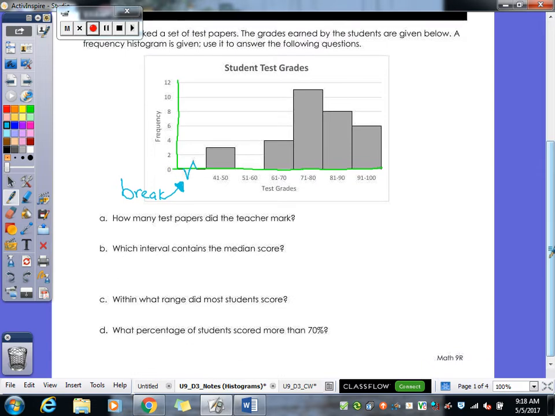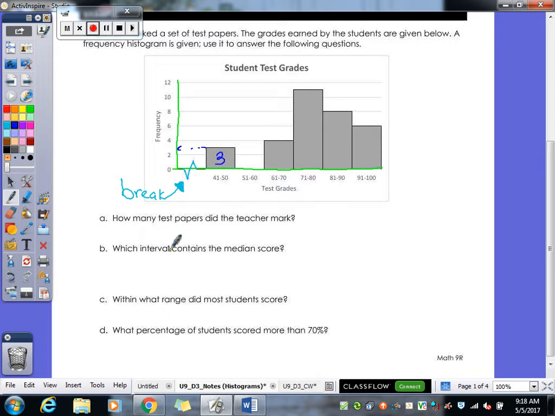So let's take a look at this. How many test papers did the teacher mark? We're looking for how many total. So we have to look at each bar and figure out how many are in that section. This first one, if we look over here, is partially between 2 and 4. So how many papers are here? 3 people got between a 41 and a 50.